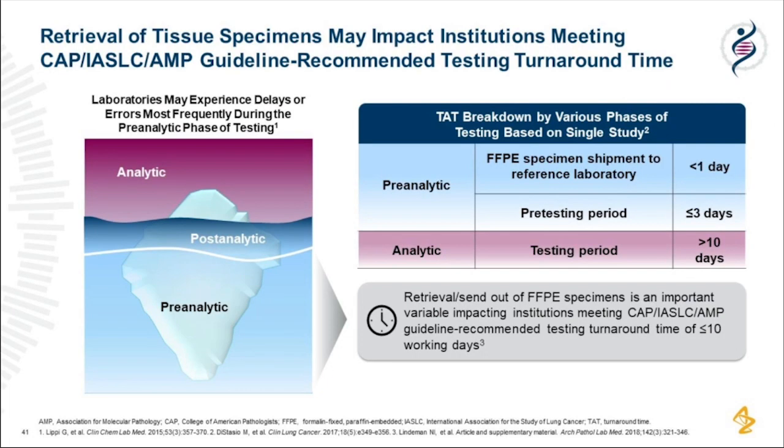Now, of course, retrieval of tissue samples may impact institutions meeting the CAP, IASLC, and AMP recommended guidelines, right? There are pre-analytical factors, there are delays in getting that formalin-fixed paraffin-embedded specimen shipped to the reference laboratory. The guideline is less than 1 day. The pre-testing period should be less than 3 days, and then the analytical period is probably going to be greater than 10 days.